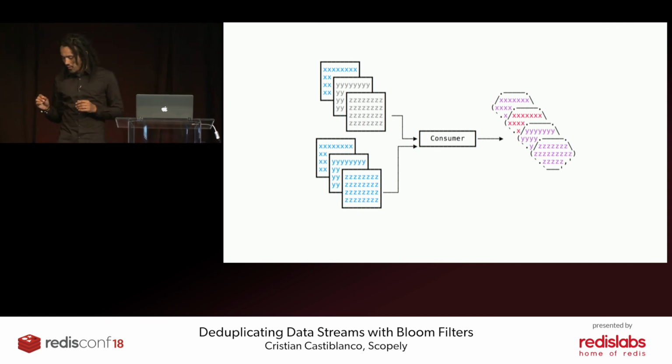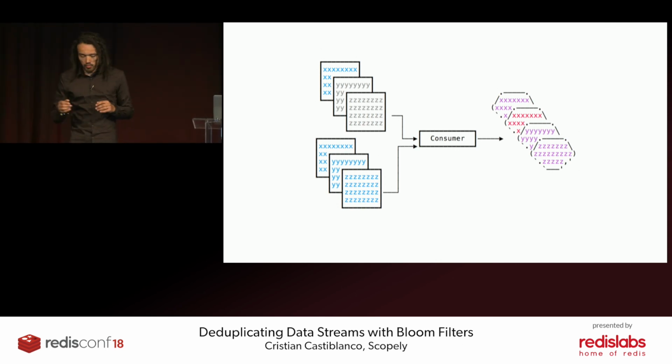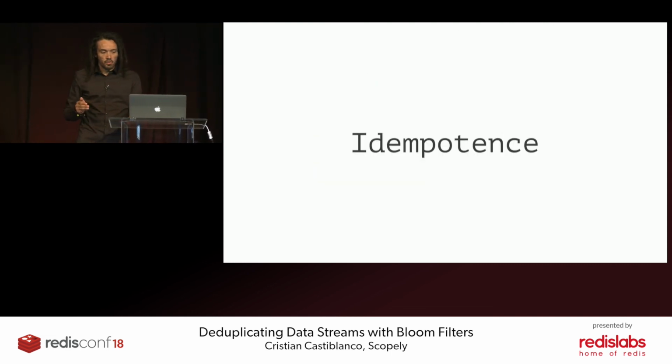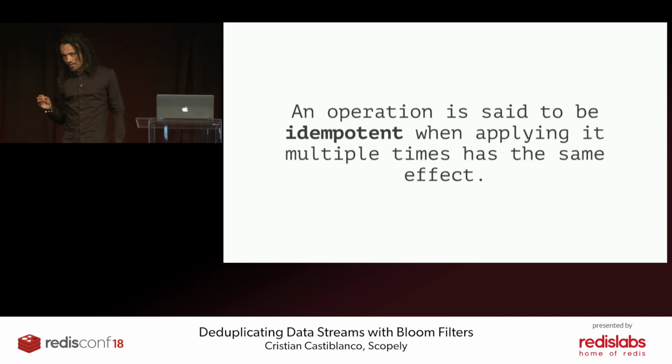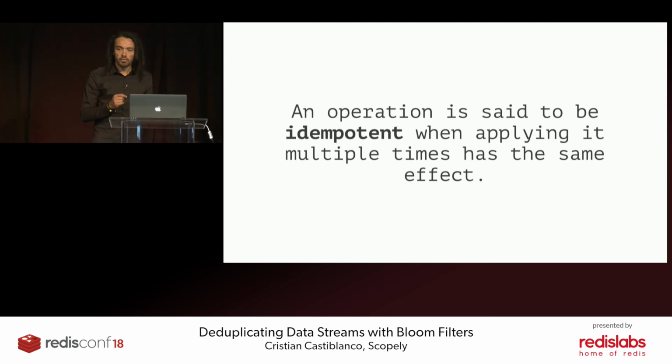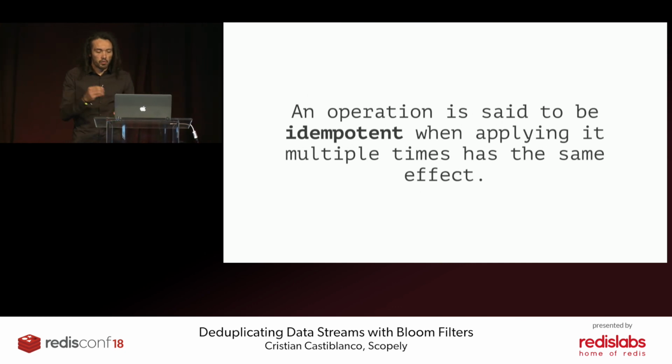So what usually companies end up doing is implementing what we call an idempotence layer, okay? So idempotence, or an operation that is idempotent, is one that you can apply multiple times and it has the same effect, okay? In the context of stream processing here, what we're saying is basically we don't want to process a record more than once, okay?